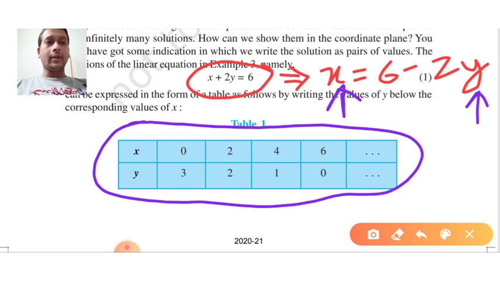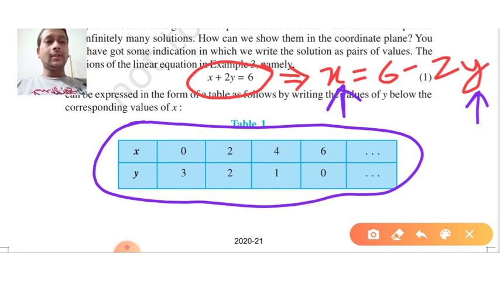And get the points. And you have to also remember, the graph of a linear equation is always a straight line. So that means when you plot the points on the graph paper and join those points, you will always get a straight line. So always remember, the graph of a linear equation is always a straight line.